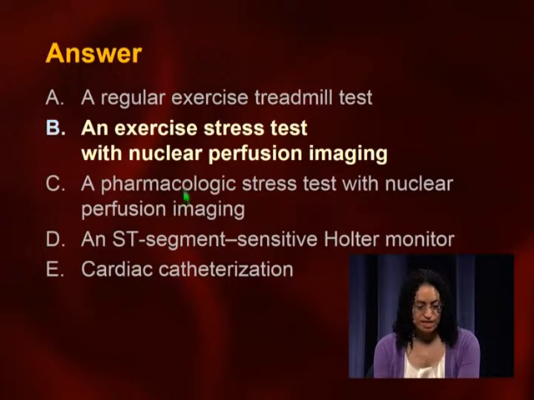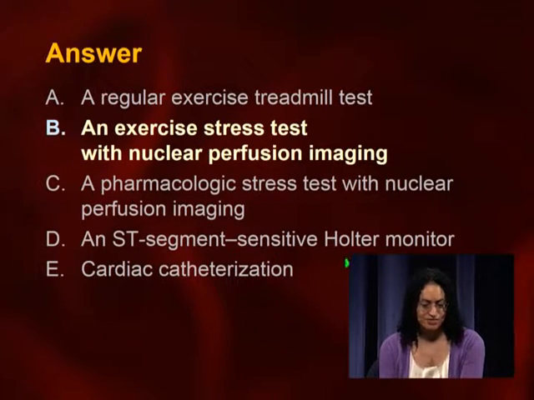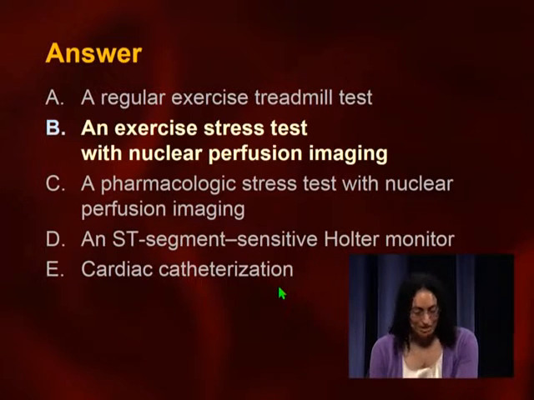Now, why do you get exercise instead of pharmacologic? Well, the patient can exercise. So if they can, you always get that part. An ST segment sensitive Holter monitor is kind of non-existent. I made that up. And cardiac cath is not indicated yet. This patient ruled out for MI.